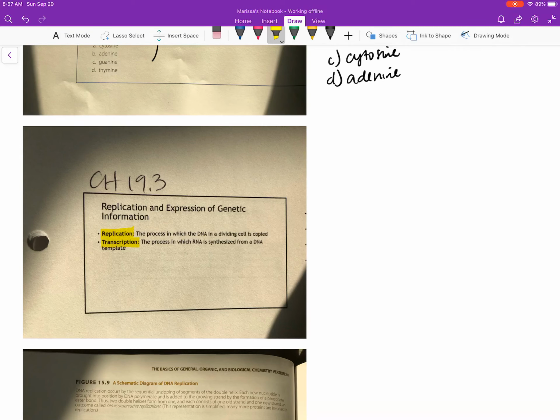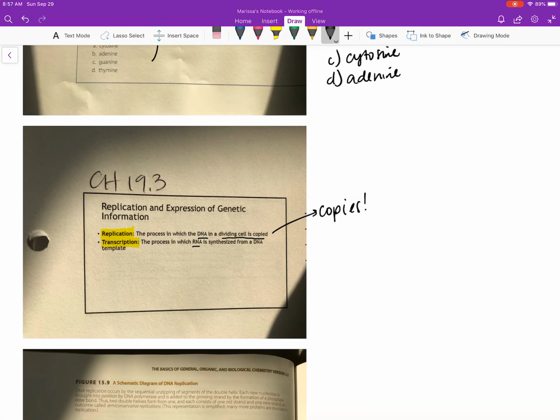So replication and transcription are really important because it's how we replicate and express genetic information. Replication is the process in which DNA in a dividing cell is copied. So we're making a copy of our DNA.